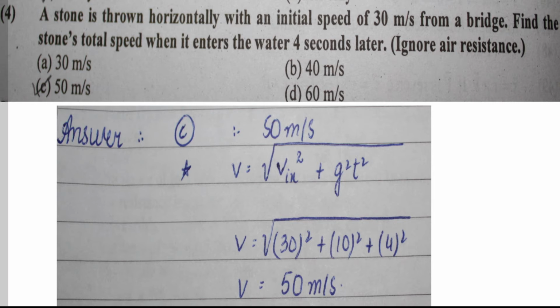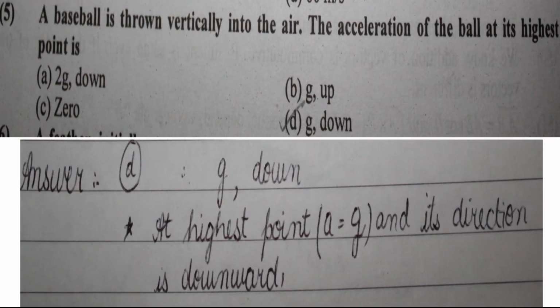Next question is, a baseball is thrown vertically into the air. The acceleration of the ball at its highest point is, you have to remember that at the highest point, the acceleration is always equal to the gravity and its direction is always downwards. So as the baseball is thrown vertically into the air, its acceleration at the highest point is going to be equal to the gravity, directed downwards. So option D is going to be the right answer.